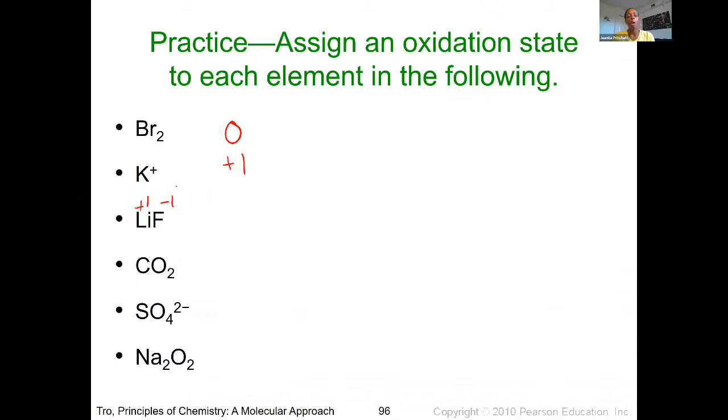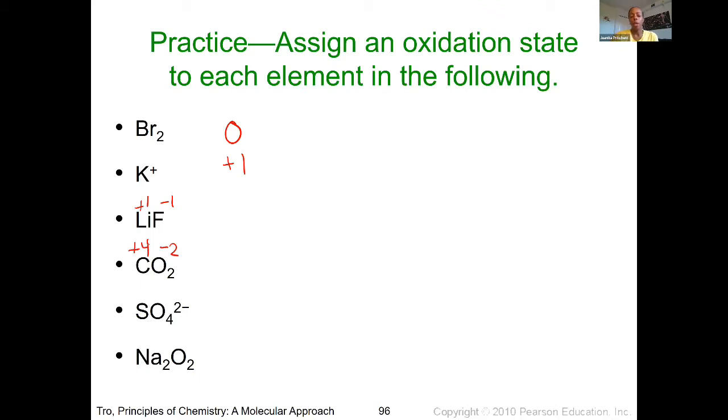All right, carbon dioxide. Now, what would the rules here be? Well, the precedence is going to go to the fact that the sum has to add up to 0. We know that oxygen would be -2, and therefore carbon would have to be +4 to balance this out.